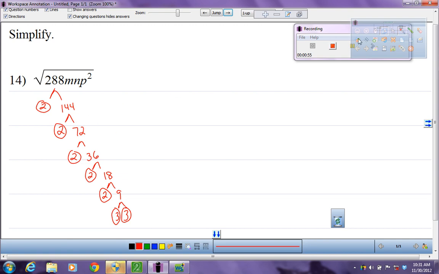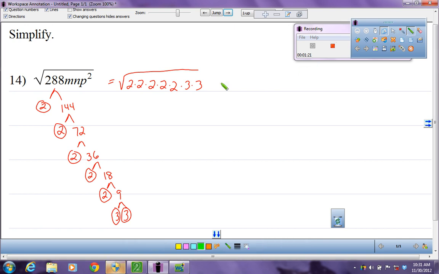Okay, so right here you can see your pairs. Again, you're trying to get to your pairs. In other words, the 288 can be rewritten as 2 times 2 times 2 times 2, 1, 2, 3, 4, times 2 times 3 times 3. There should be 1, 2, 3, 4, 5 2's. There's 5 2's and 2 3's.